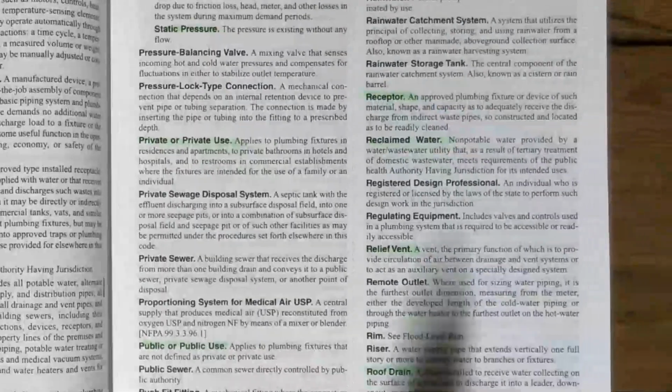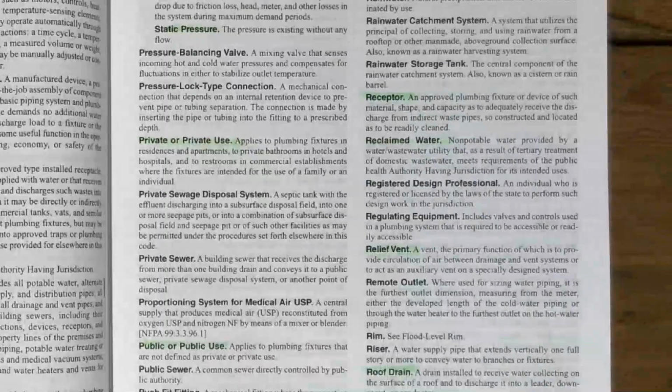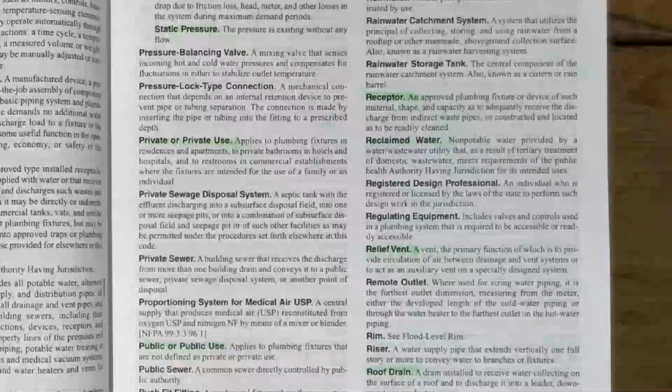Receptor. Receptor is an approved plumbing fixture or device of such material, shape, and capacity as to adequately receive the discharge from indirect waste pipe, so constructed and located as to be readily cleaned. An example of a receptor: floor sink.